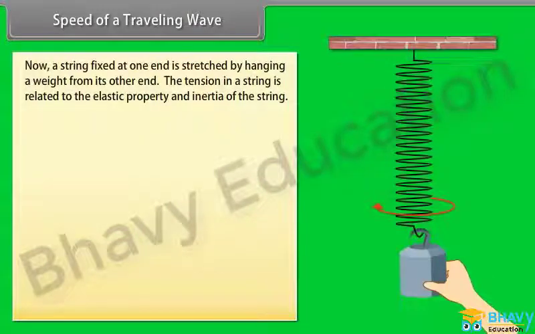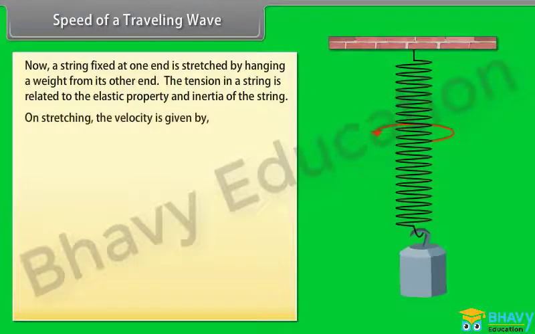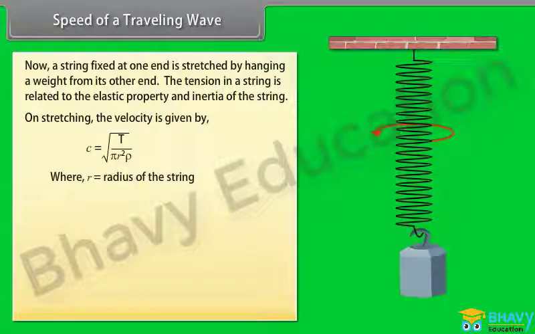Now, a string fixed at one end is stretched by hanging a weight from its other end. The tension in a string is related to the elastic property and inertia of the string. On stretching, the velocity is given by c = √(T/πr²ρ). Here, r is the radius of the string and ρ is the density of the material.